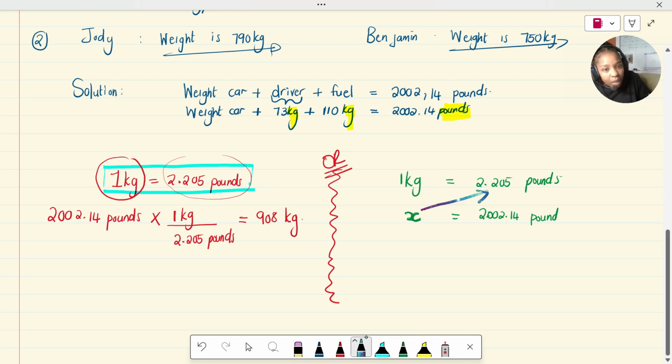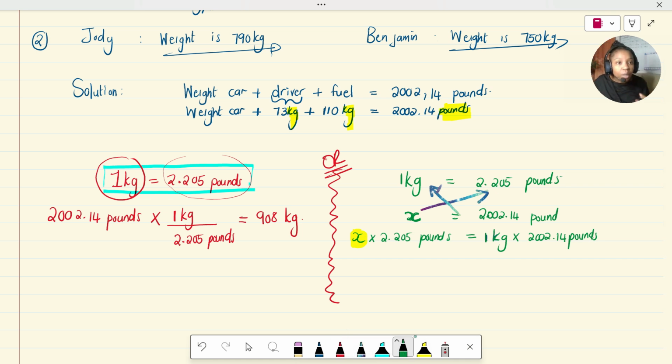You're going to cross multiply, so it's x multiplied by 2.205 pounds, and that is equal to 1 kg multiplied by 2002.14 pounds. Then remember, we're trying to solve for x. So how do we solve for x? We want to isolate it. We want the x to be on its own. How do we make our x to be on its own? We just need to do the inverse operation of what's being done here.